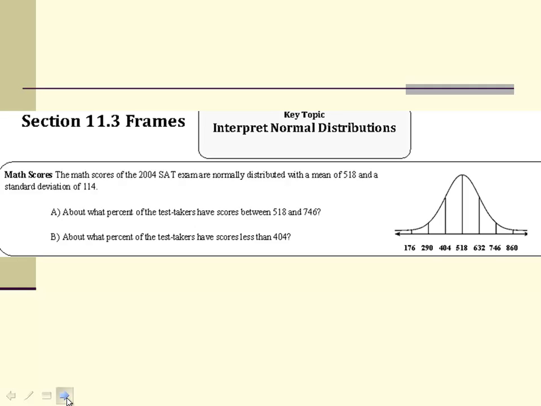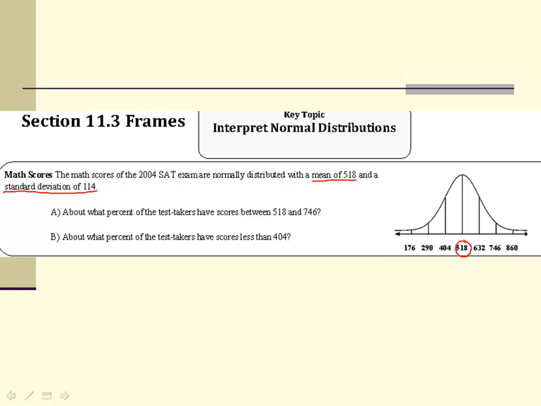Okay, so let me give you one reason why we use the normal curve. SAT scores normally give an average or a mean, and then they tell you how far away the next percentage of data is. And if you look, they tell you the mean is 518, the standard deviation is 114. Now this example has been really nice to set this up for you, but normally you're going to have to set this up for yourself.